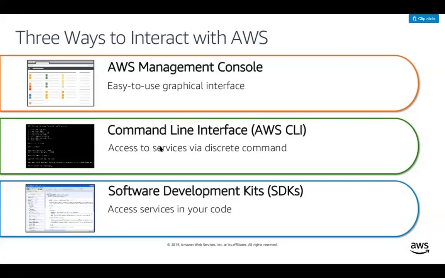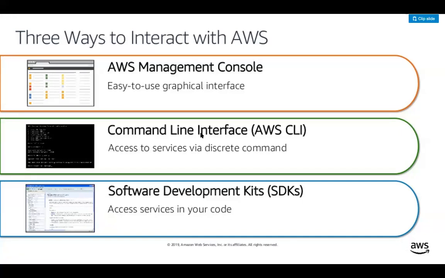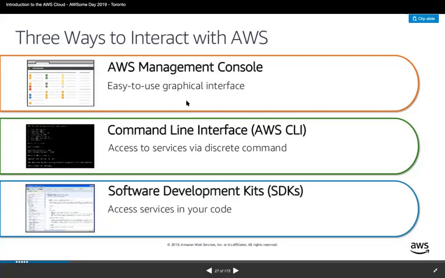Now, command line interface, all of you know, right? I mean, you have done shell programming, right? In a shell, you just pass the command, and then you'll be able to run AWS commands on the command line interface. These are the three ways in which you can interact with AWS.